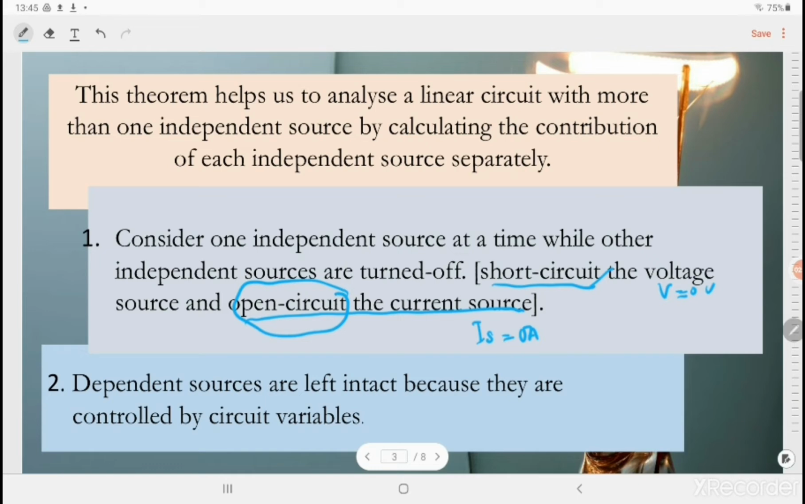For a dependent source, you need to leave it intact because it is controlled by a circuit variable. That means this superposition theorem can only be applied to independent sources. So the dependent sources that you have in the circuit must remain in the circuit, because we know that dependent sources are usually controlled by a circuit variable.